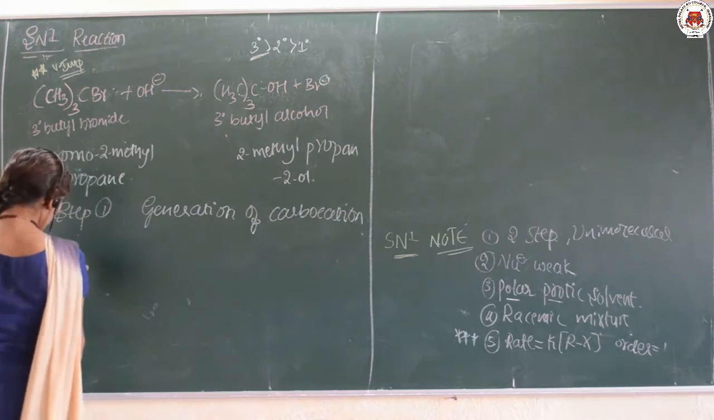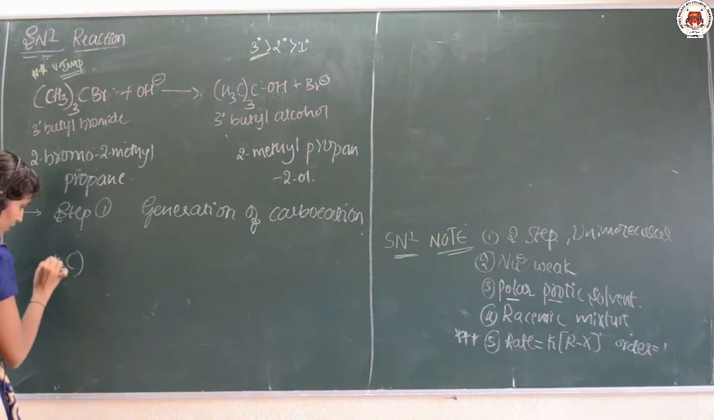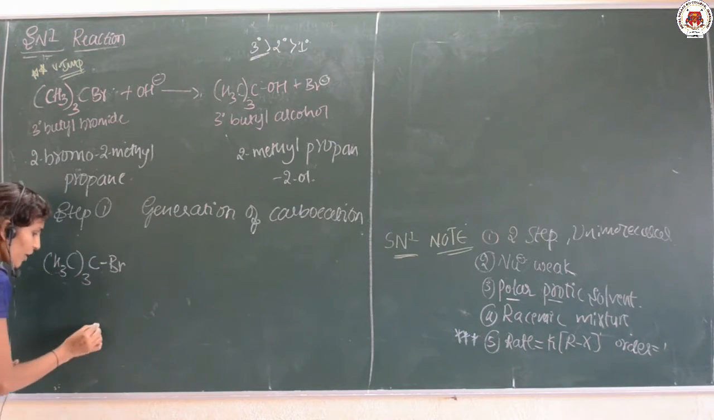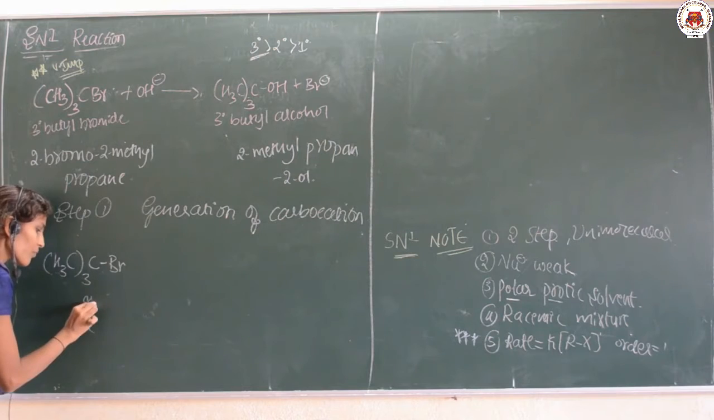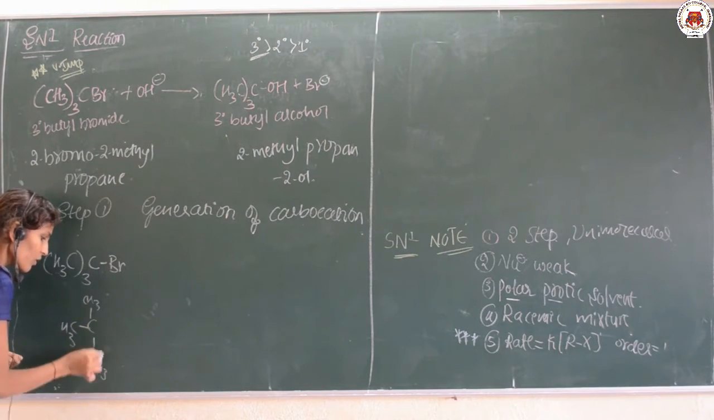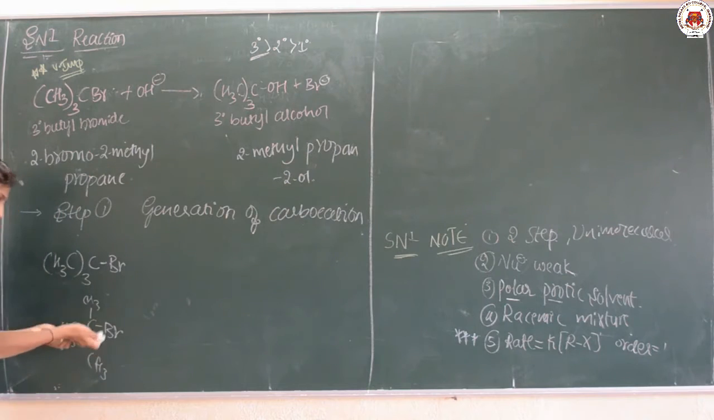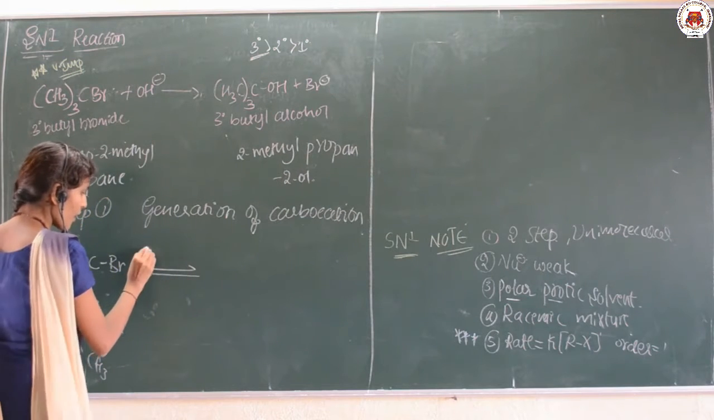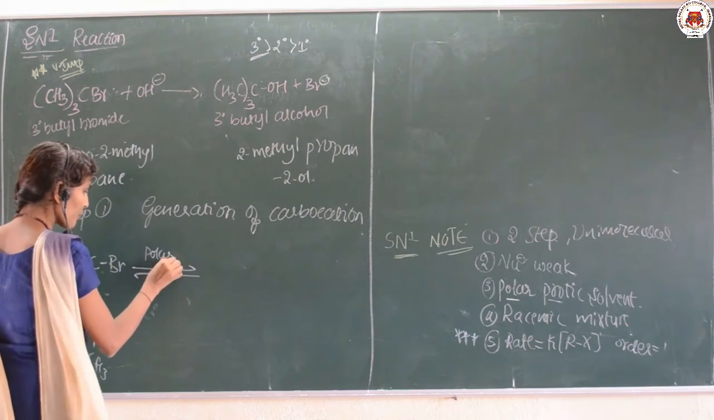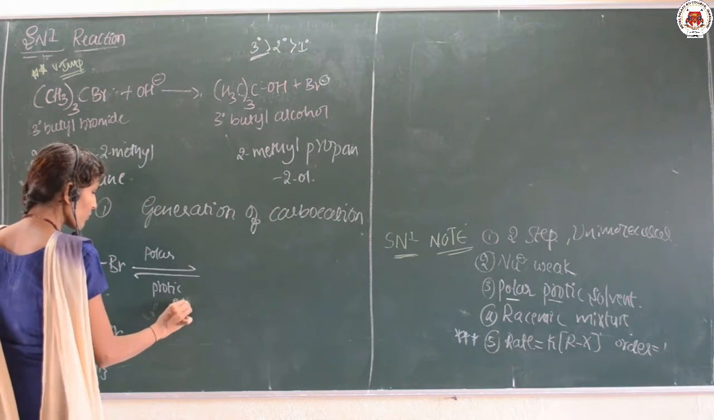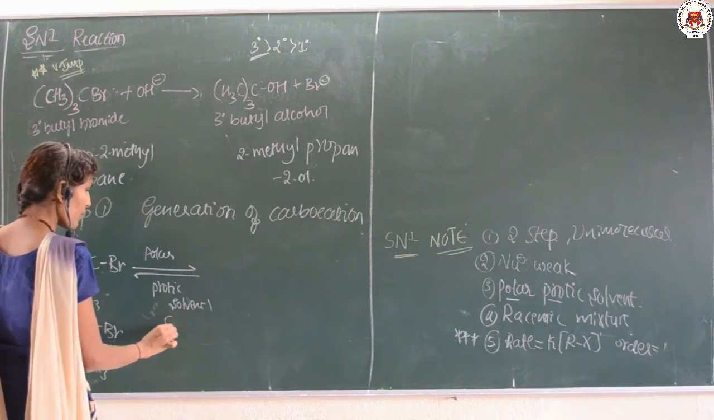Okay. See here what they have given, (CH3)3CBr. It means I can write it like this. Yes or no? They have given it in this pattern. Now, in the first step, it is reversible and we are using a polar protic solvent, and it is the slowest step, as you know.